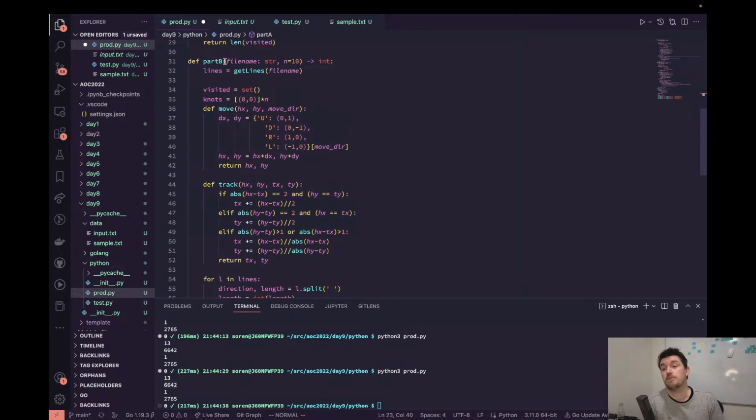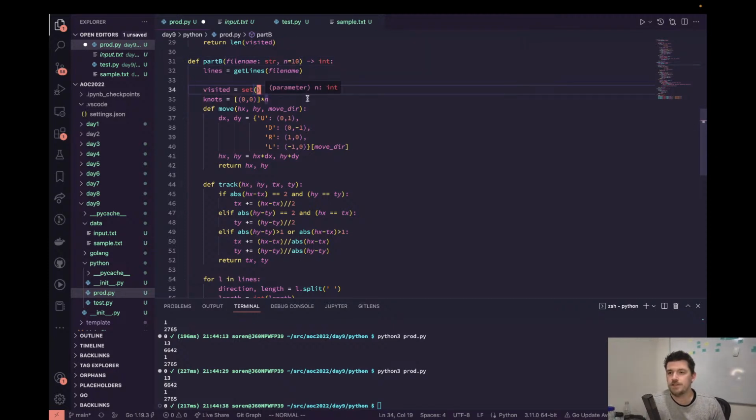Okay, so part B. It's a generalization of part A, right? Because part A is just a rope that happens to have 2 knots on it. And now we have to support specifically 10, but as soon as we realize that, we might as well just make it variable, right? So that's what N is right here.